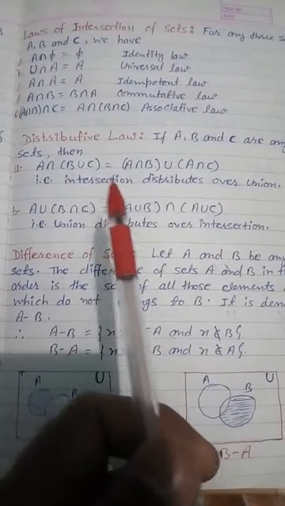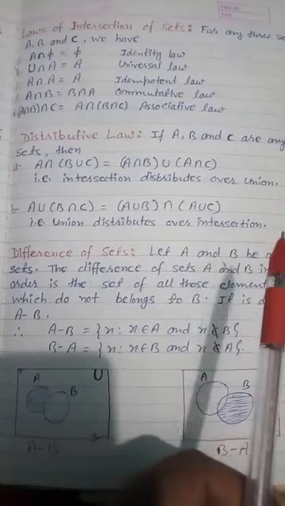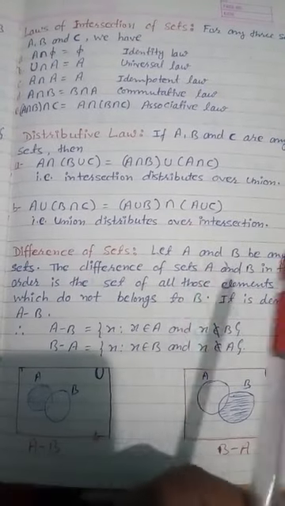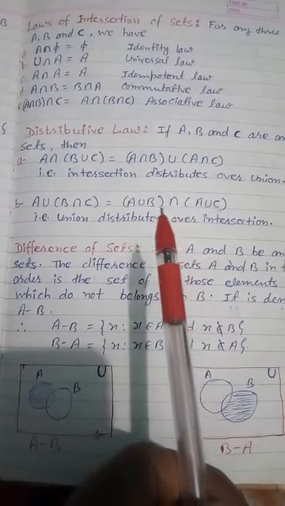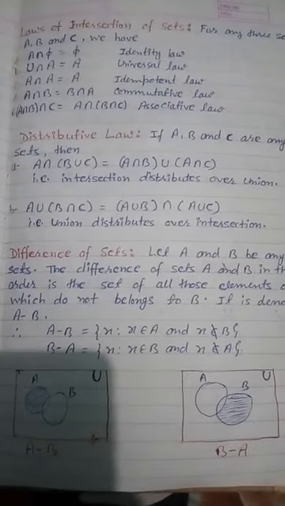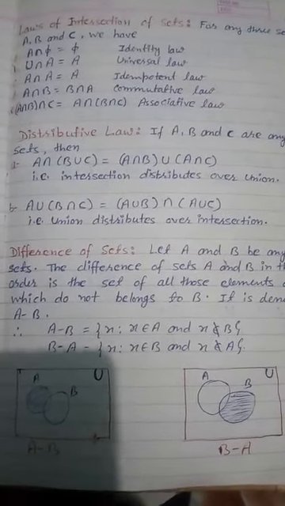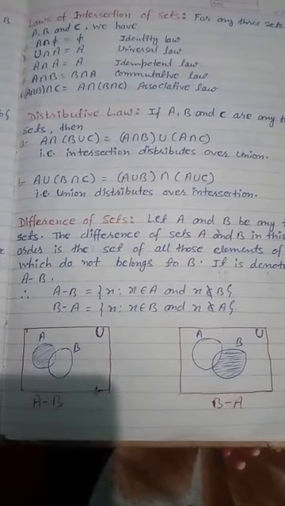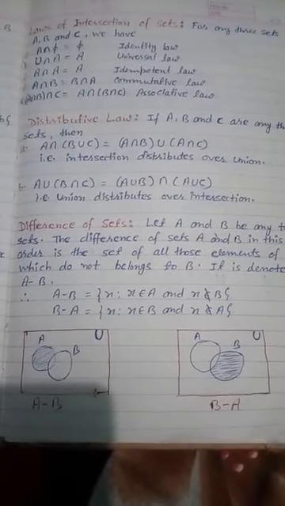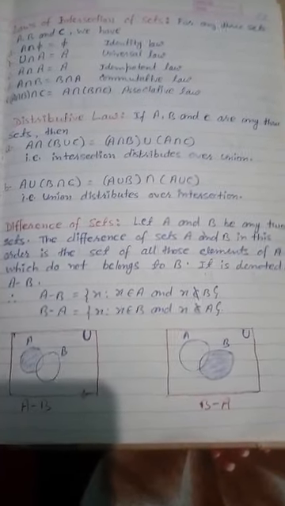That is known as intersection distributes over union, and when union distributes over intersection we can write A union (B intersection C) is equal to (A union B) intersection (A union C). Same as when we multiply three polynomials, we can follow the same process.